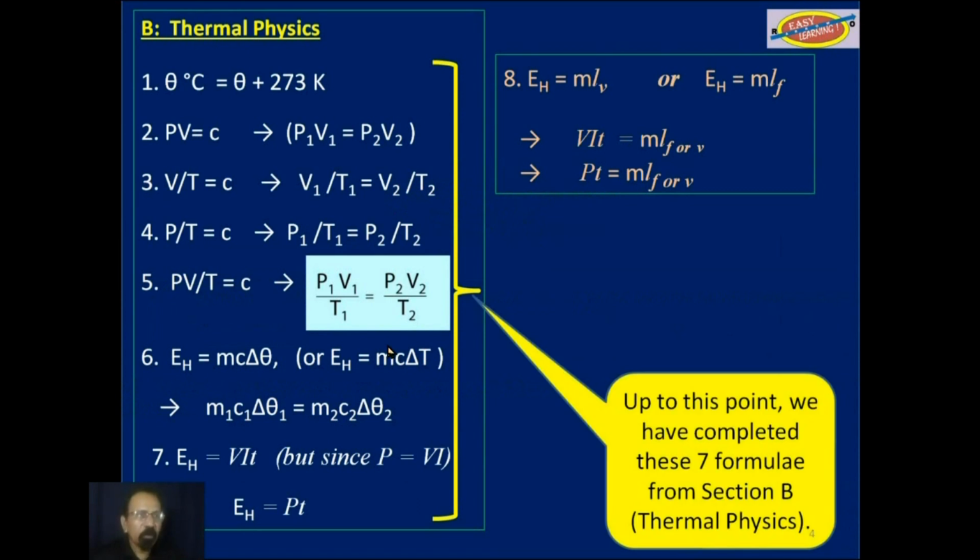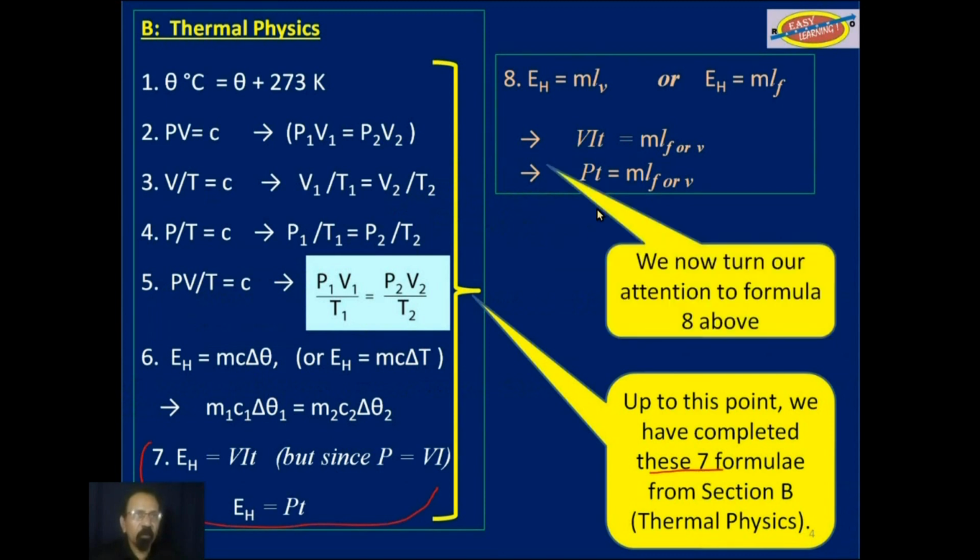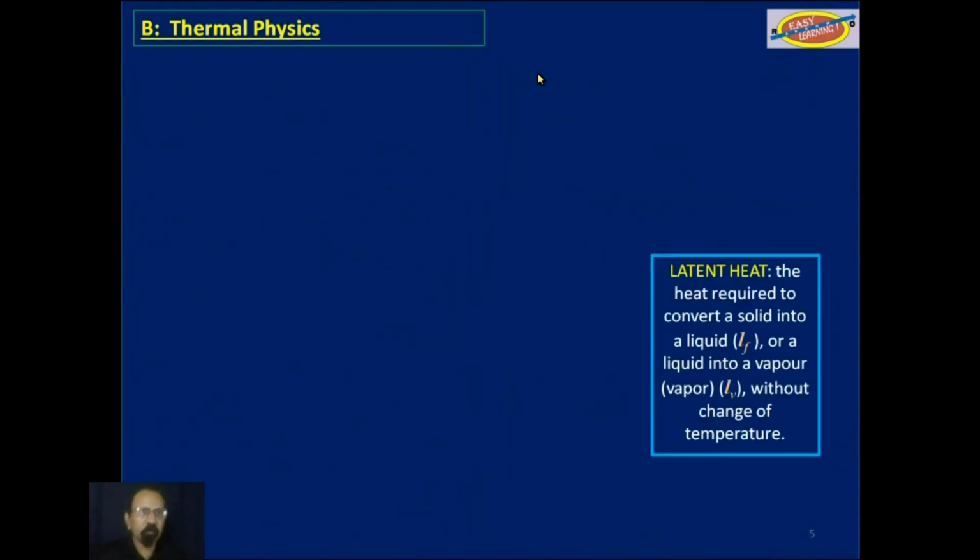So far, we have completed these 7 formulae on the left that you see here. Up to this point, these 7. And now we will consider formula 8 up here. Now, latent heat is the heat required to convert a solid into a liquid or a liquid into a vapor without a change of temperature. And of course, if we talk about specific latent heat, we will be dealing with 1 kilogram of a substance.